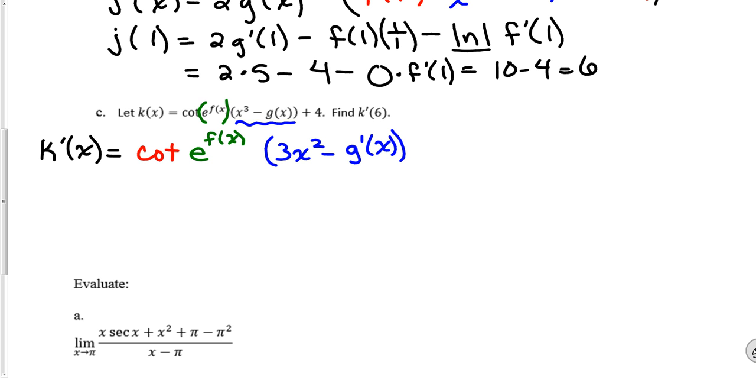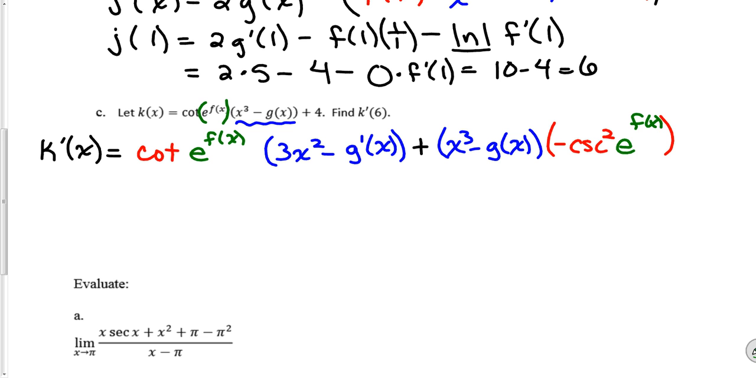Now I need to add the second term, which is my x cubed minus g of x, times the derivative of my first term. And cotangent is a derivative that we are supposed to know. The derivative of cotangent is negative cosecant squared of the same inside times the derivative of that inside.